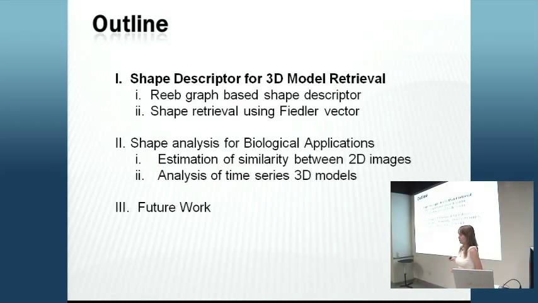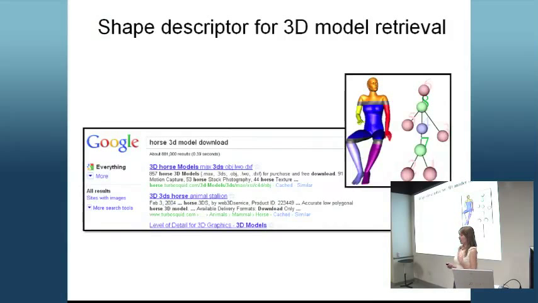So the goal of this project is to design some kind of shape descriptors that we can use for retrieval of similar objects from the database. And the idea is similar to having some search engine, but instead of using verbal description as in standard search engines, we want to extract topological or geometrical information from a given shape and use this information as a descriptor of an object that we have at hand.